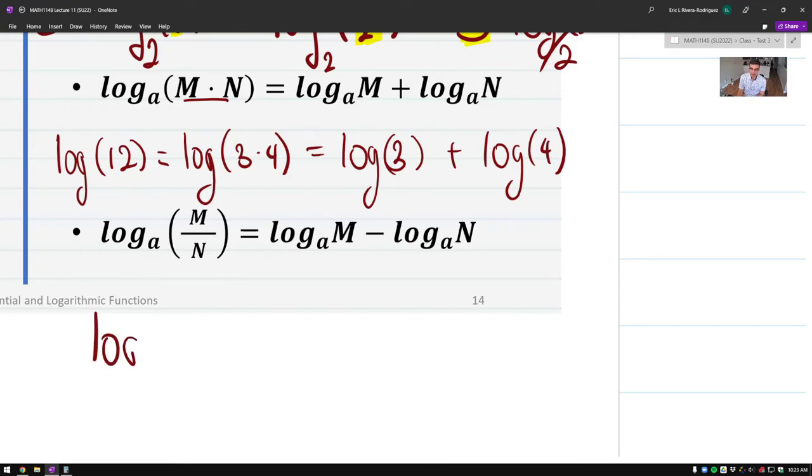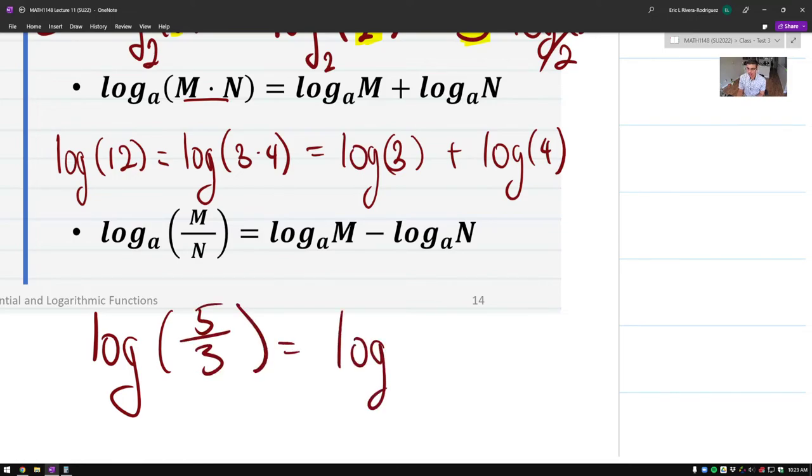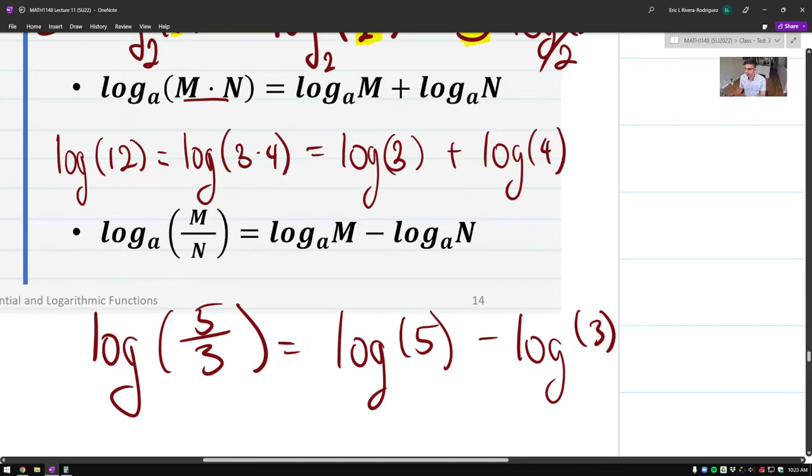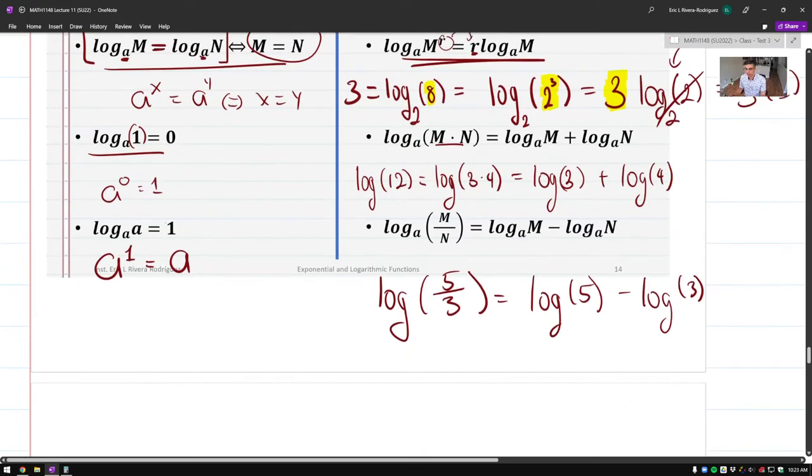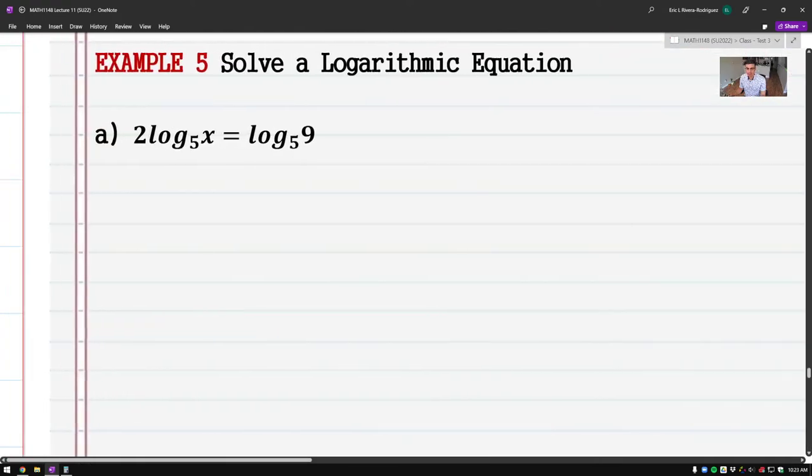The last one that we have here, log of, let's say, 5 over 3, is the same as log of 5 minus log of 3. Okay? And again, usually we want to go from a subtraction to a division in the argument to simplify an equation with multiple logarithmic functions. Okay? So let's go here and use those properties.